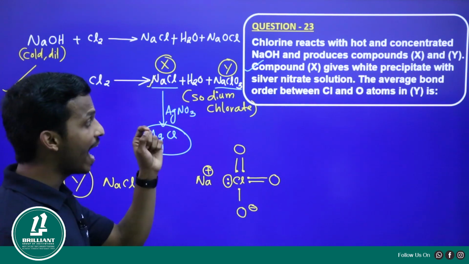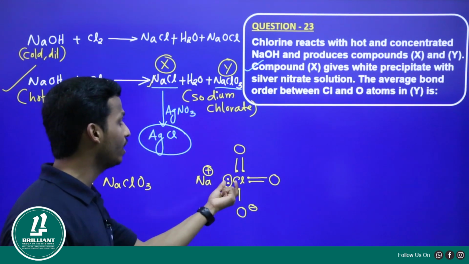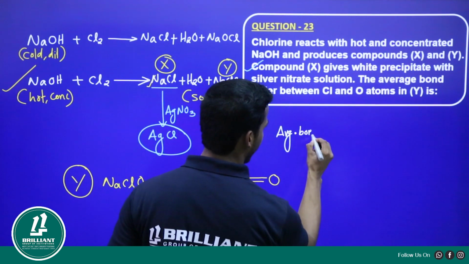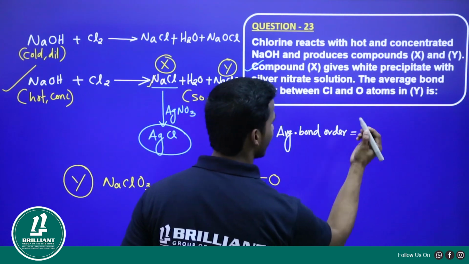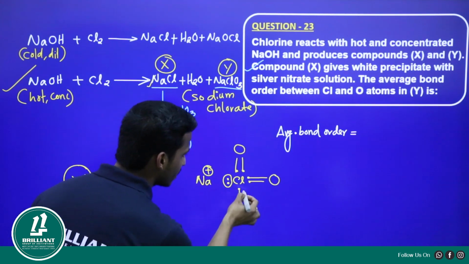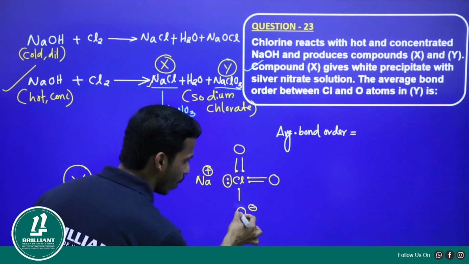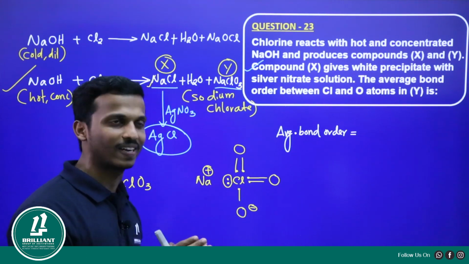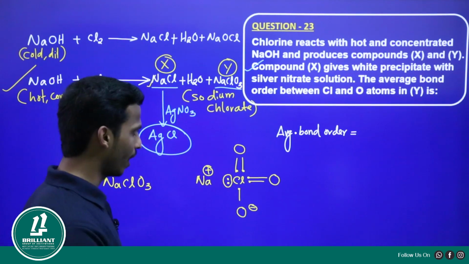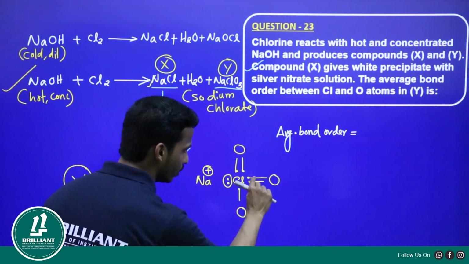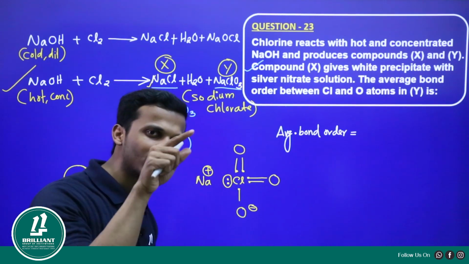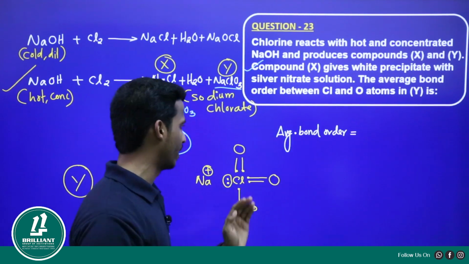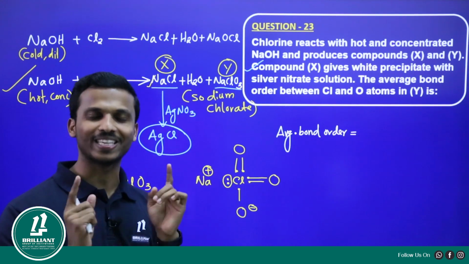And the question, the average bond order between chlorine and oxygen. Student, we have the equation to calculate average bond order. What's the equation? See this pi bond, this lone pair present on this oxygen can be involved in resonance, right? So total how many resonance structures will you get for this compound? 3, right? This double bond can be on this oxygen or this oxygen or this oxygen, like that. 3 resonating structures that you will get. How to find out the average bond order between this chlorine and oxygen? That is the question here.